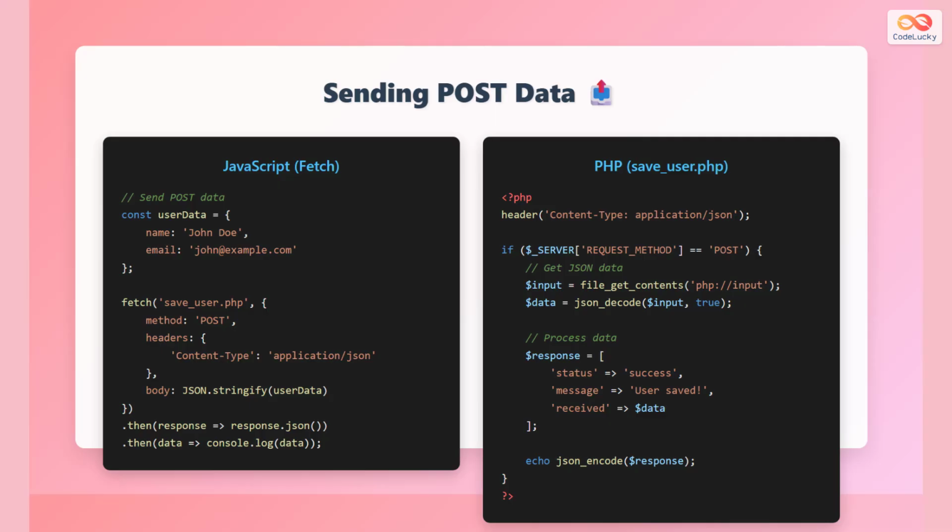Now let's look at the PHP side. Here in the PHP file, save_user.php, we set the content type header to application/JSON. Then we check if the request method is post. Inside the if block, file_get_contents with php://input reads the raw data from the request body. json_decode then converts the JSON string into a PHP associative array. The response array is created with a status message and the received data. Finally, json_encode converts the array into a JSON string.